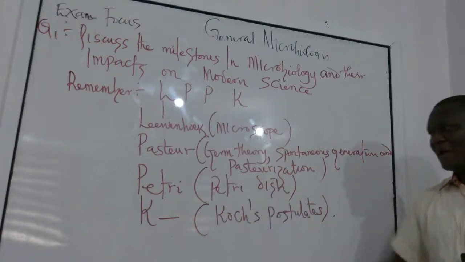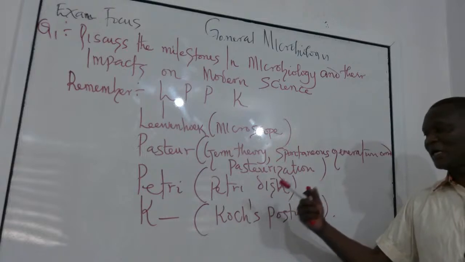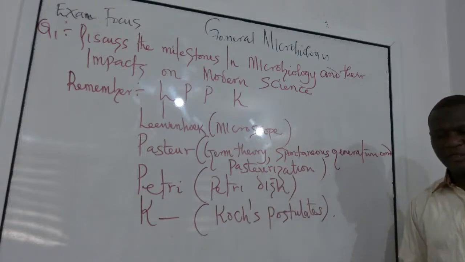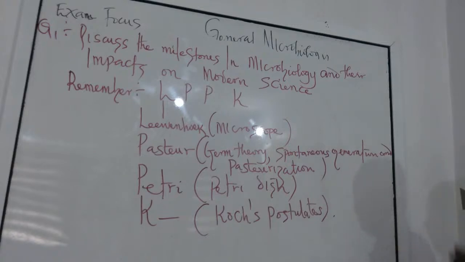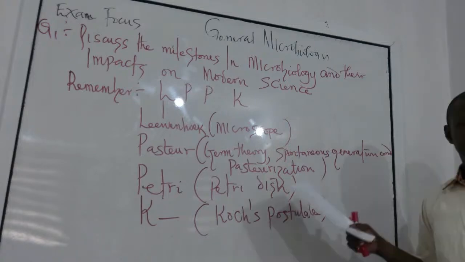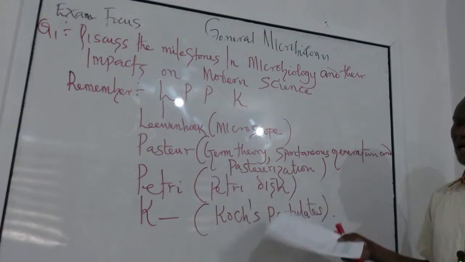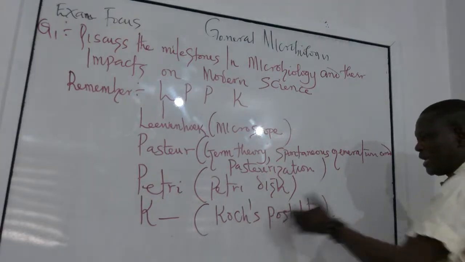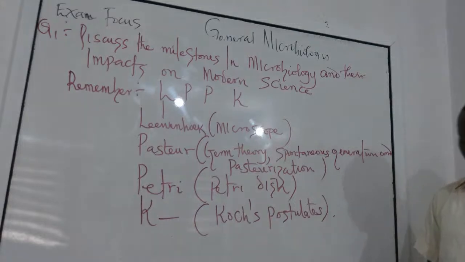So read that. And Petri, that is the discoverer of the Petri dish. That's why when you want to culture in the laboratory, you prepare your agar inside a Petri dish. Now we have disposable ones that you just use and discard. Then the last, K, is Koch's postulates. You should also try and remember that. That's very, very important.